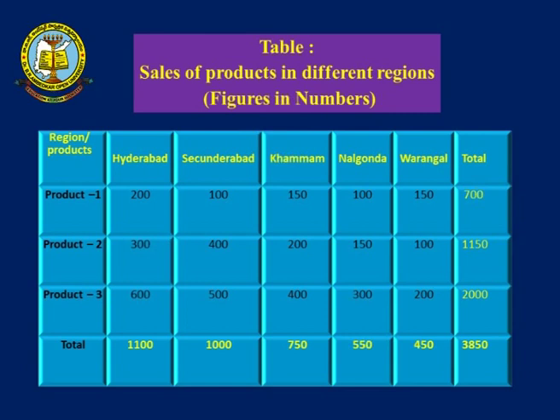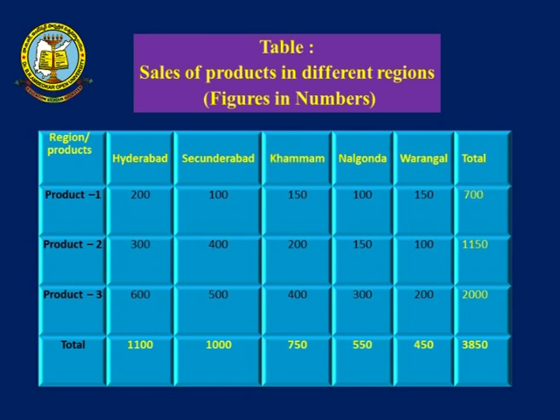From the table, we can observe that product 1 in Hyderabad is 200, Secunderabad is 100, Khammam 150, Nalgonda 100, Warangal 150, total is 700. Now, product 2 in different cities: Hyderabad is 300, Secunderabad is 400, Khammam 200, Nalgonda 150, Warangal 100, and total is 150. Like that product 3 is also here: 600 from Hyderabad, 500 from Secunderabad, 400 from Khammam, 300 from Nalgonda and 200 from Warangal.